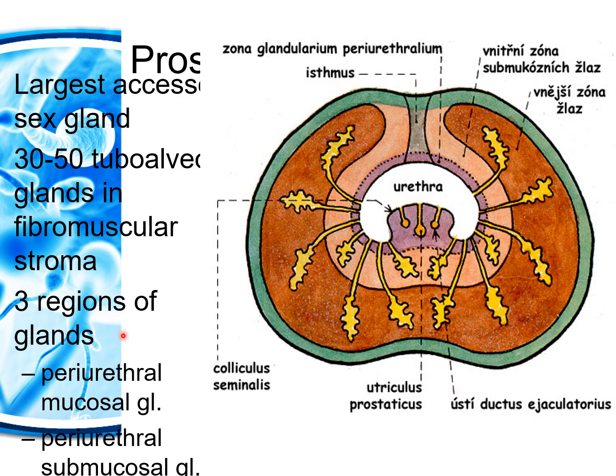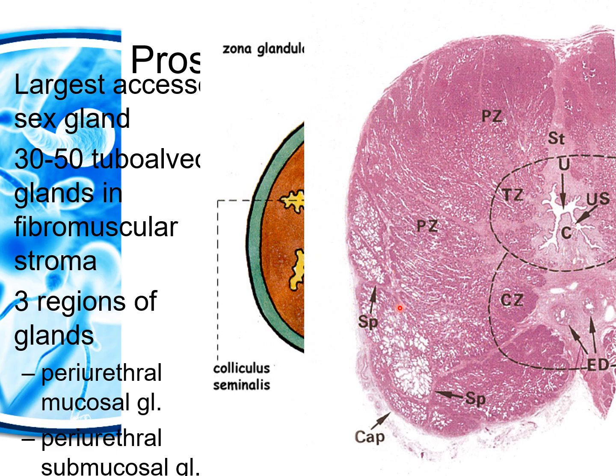So three regions of the glands can be identified. These are the periurethral mucosal glands, and then the periurethral submucosal glands, and then the prostatic glands proper, which are present over here. But these differences are seen in the cut section of the prostate gland. In histological section you cannot differentiate between the periurethral mucosal, periurethral submucosal, or prostatic glands proper.